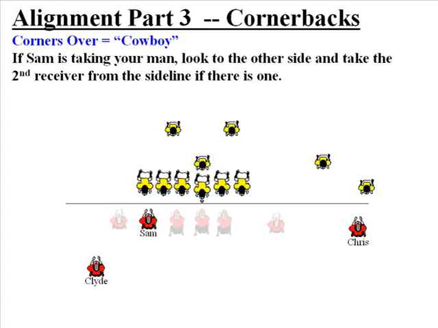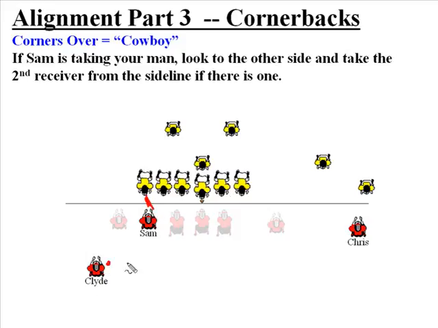Now we come to the cowboy rule, the corners over rule. Look up at the top there at the rule. If Sam is taking your man, look to the other side and take the second receiver from the sideline if there is one. All right, so in this case, take a look here. Sam has called Louie, Louie. He's taken that tight end right there. You see this? He's taken this tight end.